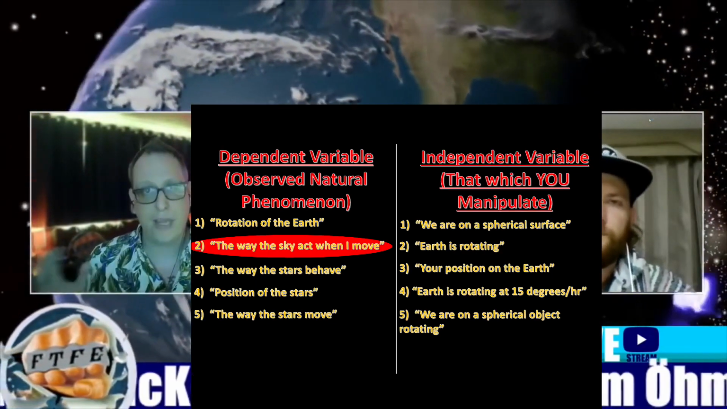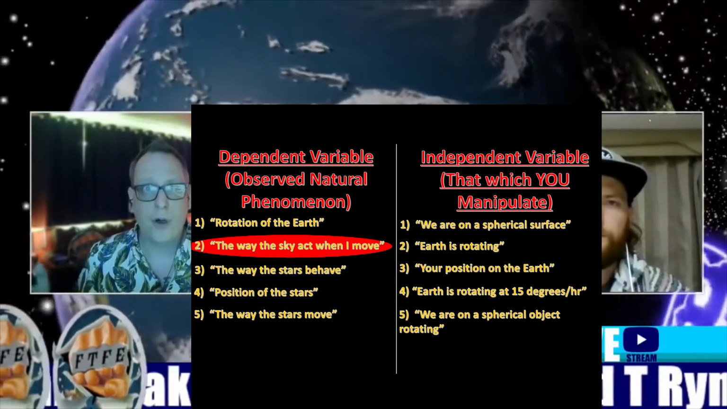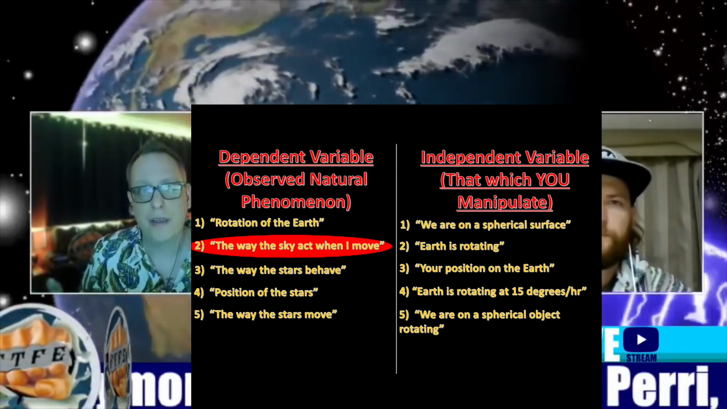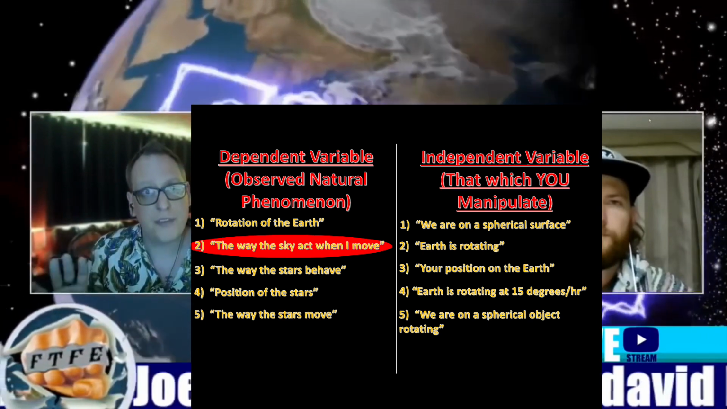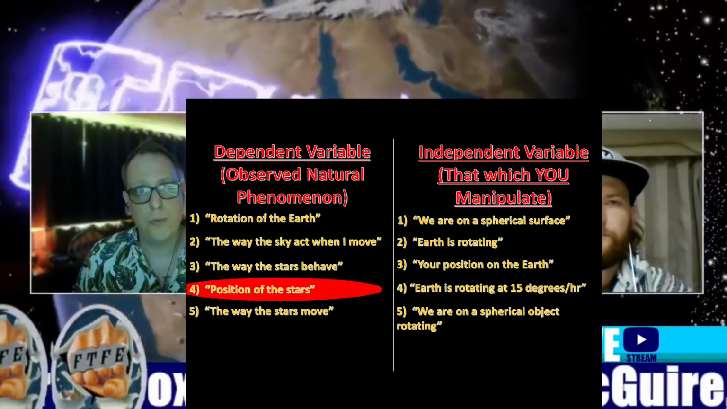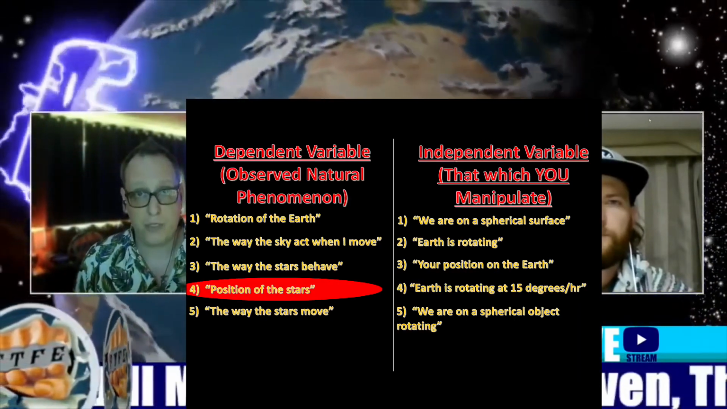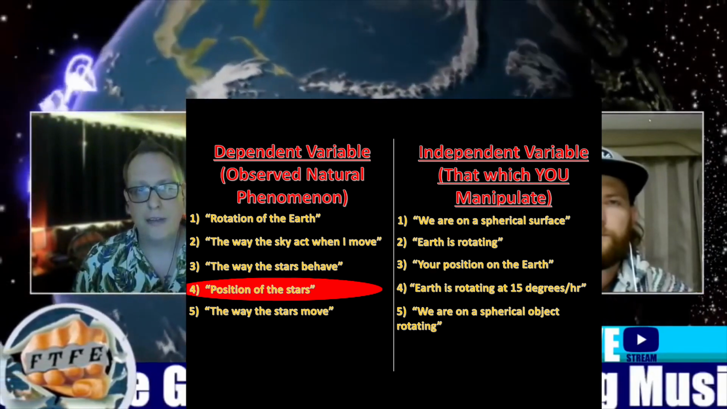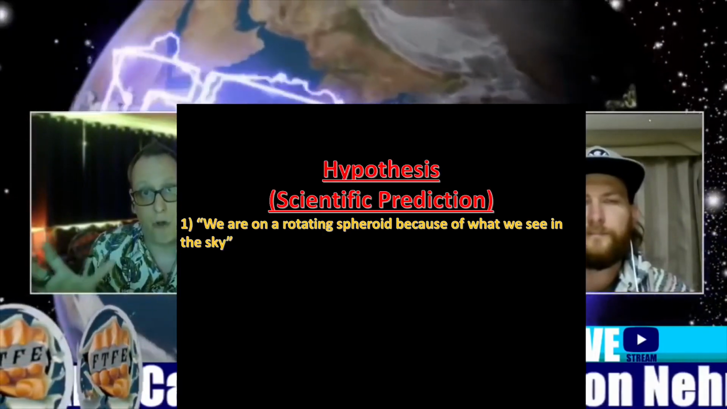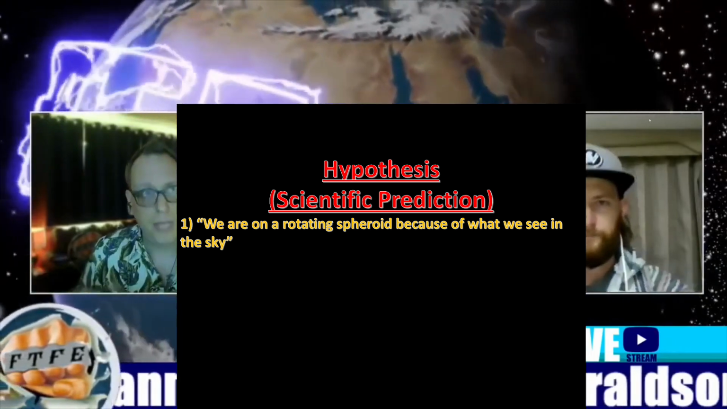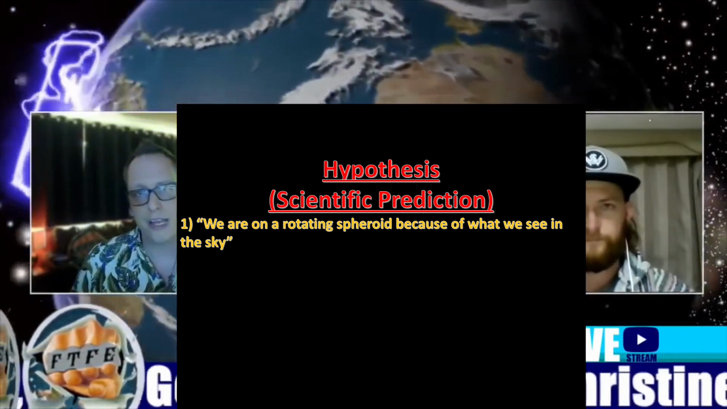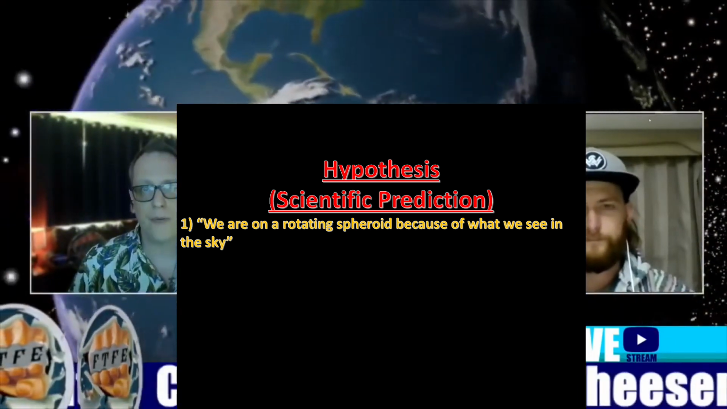Based on my observation of the way the stars are moving when I'm traveling throughout the world, I have the hypothesis that we are on a rotating sphere, all right? My hypothesis for that would be the dependent variable would be the position of the stars in the sky, which would be the thing that you measured, and the independent variable on the Earth, which would be something that I could manipulate. So that's my hypothesis, that we're on a rotating spheroid because of what I see in the sky. So then I need to make a prediction based on that hypothesis.